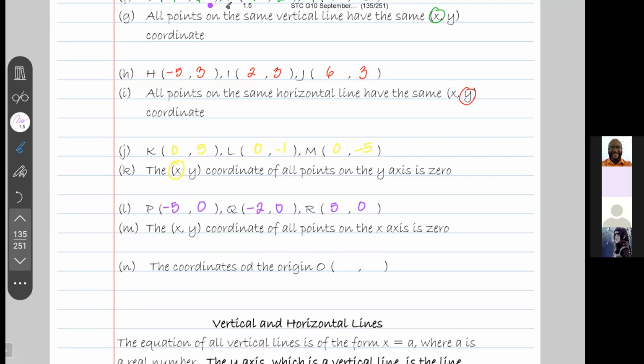Janelle, which coordinate of all points on the x-axis is 0? Y. Very good. The y coordinate of all points on the x-axis is 0. And anybody, what are the coordinates of the origin? 0, 0, and that's coming from Jadon, are the coordinates of the origin.